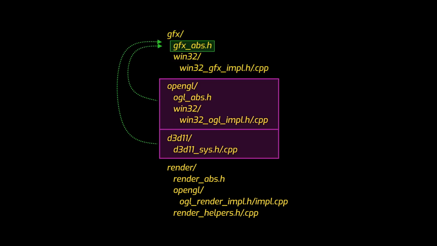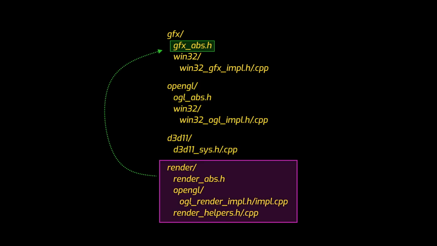Then the OpenGL layer and the D3D layer are both meant to represent those APIs themselves, and they have a dependency on the GFX abstract face. That way, for instance, OpenGL can be implemented on different operating systems because it doesn't depend on the implementation face of GFX, just the abstract face of GFX. The render layer has a dependency on the GFX abstract face as well, so it can do things like talk about the windows that are being rendered to and stuff like that.